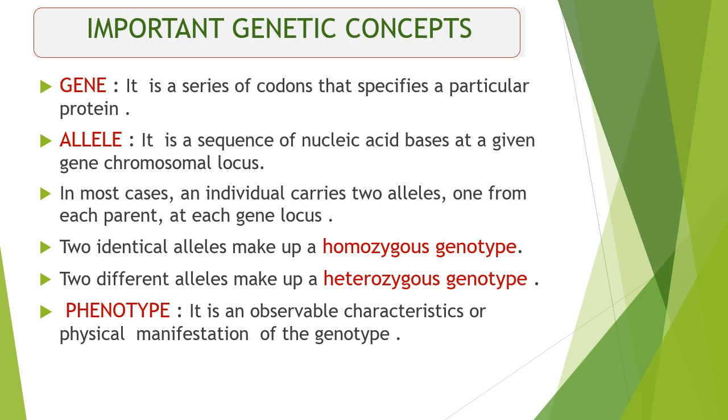An allele is a sequence of nucleic acid bases at a given gene chromosomal locus. In most cases, an individual carries two alleles, one from each parent, at each gene locus. Two identical alleles make up a homozygous genotype, whereas two different alleles make up a heterozygous genotype. Phenotype is an observable characteristic or physical manifestation of the genotype.